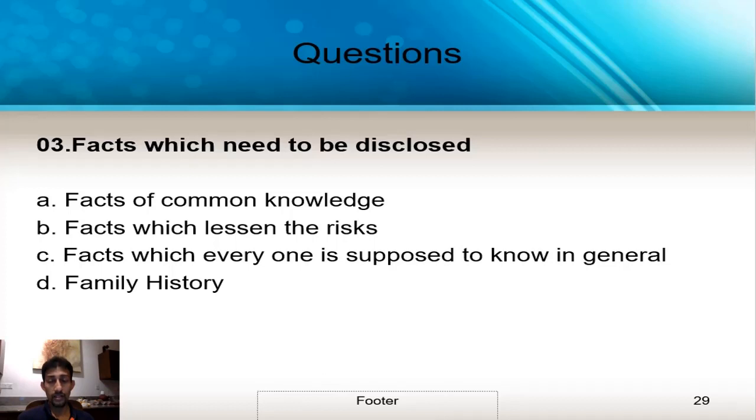Now I hope you have an understanding about the three key principles and also how they apply. So hope you have a better idea now on the life insurance principles. Thank you very much.